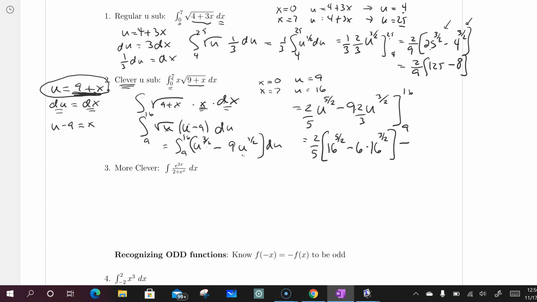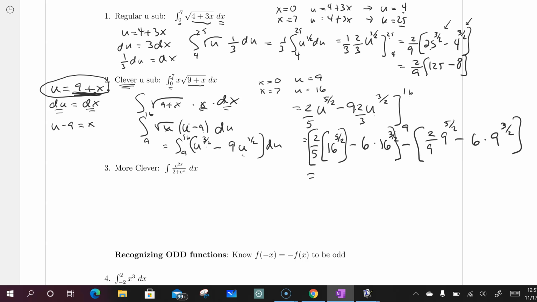Hold on a second, I made a mistake here. Hold the fort. Okay, so this 2/5 is just times this number here. And then minus 6, and if I put the 16 in, 16 to the 3/2. Okay, so that's all for the top limit, right? Now I'm going to subtract off, plugging in the bottom limit. So put the 9 in to both places. So 9 to the 5/2 minus 6, 9 to the 3/2.